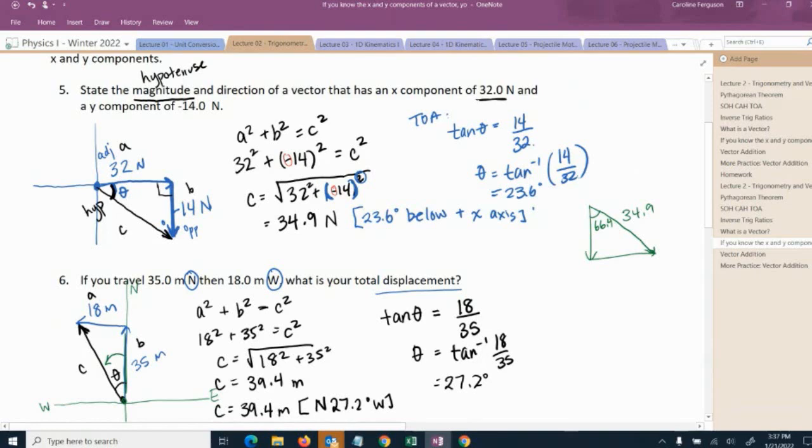So then would you accept both answers? Well, the way you would say this would be a little bit confusing, because you would still want to say a certain number of degrees below the positive x-axis. So you would just have to do 90 minus 66.4 to get to your 23.6. And then you would get the same answer at the end. So you'd still say 23.6 degrees below the positive x-axis. Okay, thank you. Okay, no problem.